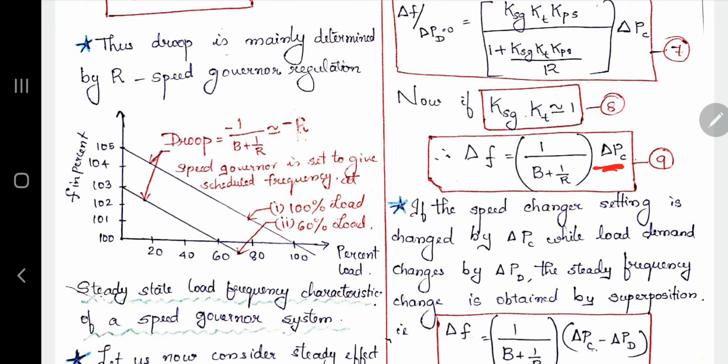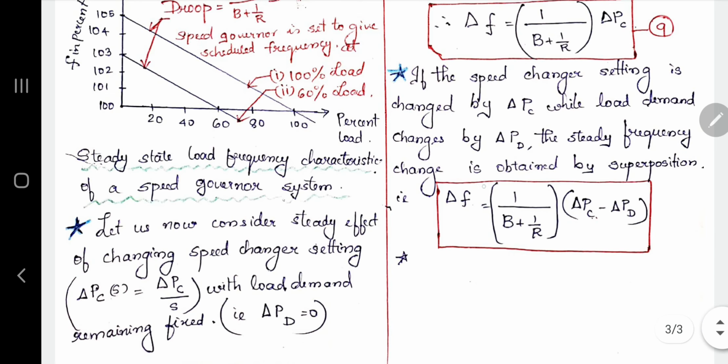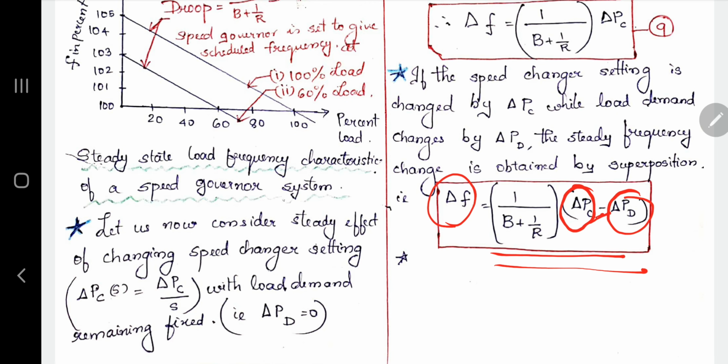Now combining these two effects together, what is the total change in delta F, or the change in the steady state frequency? We can find it using superposition by combining the two equations 4 and 9. Combining the two equations, you will obtain 1 divided by B plus 1 by R into delta PC minus delta PD. Why? Because for delta PC you can see the equation is positive, and for delta PD the slope is negative. So this becomes the total expression.